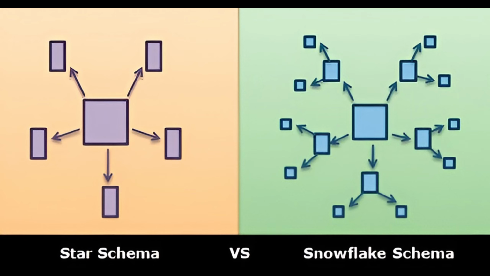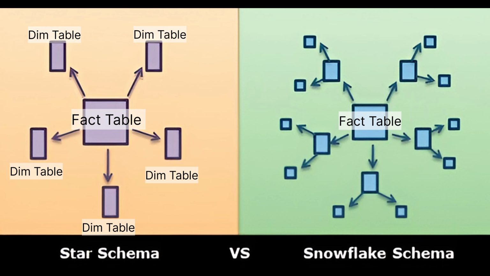In both the diagrams, the large box in the center represents the fact table, okay. This table contains business metrics like sales, profit, quantity and revenue. On the left hand side we have the star schema. Notice that the small tables around the center are the dimension tables, such as product, customer, date and location. Each dimension table is directly connected to the fact table, and as a result there are fewer joins and the model is very simple and queries also run very fast, okay.